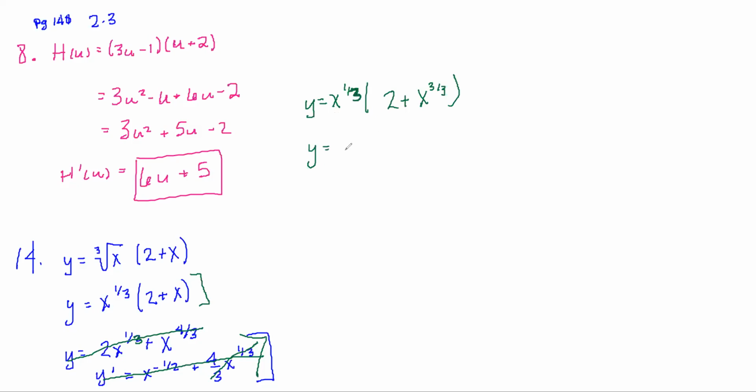Okay. So that would be 2x to the 1/3 plus x to the 3/3. And then because we're multiplying, we would do to the 1/3. So what this is, x to the 1/3 times x to the 3/3. Right?